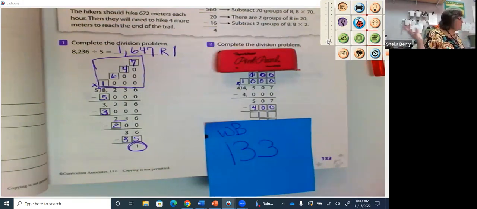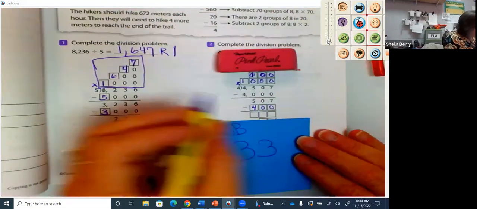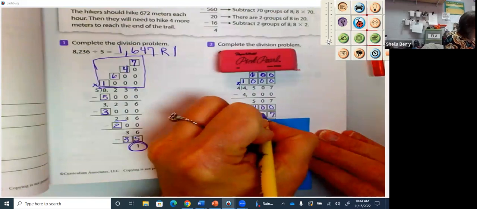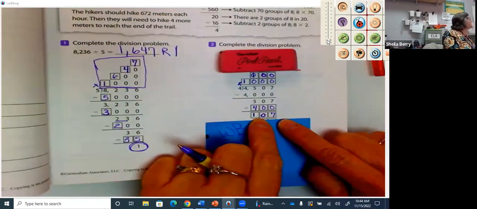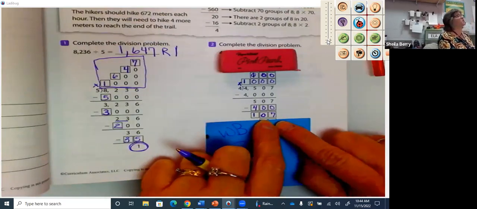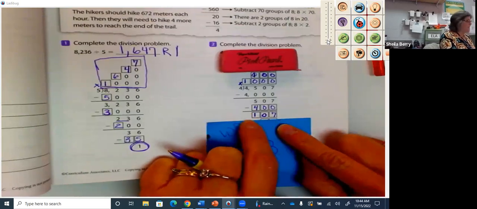Okay, let's gather back together. 5, 4, 3, 2, and 1. You should have had what for your answer? 107. If you have 107 for your answer, clap 3 times. Okay, so you did your subtraction correct. 507 minus 400 is 107.